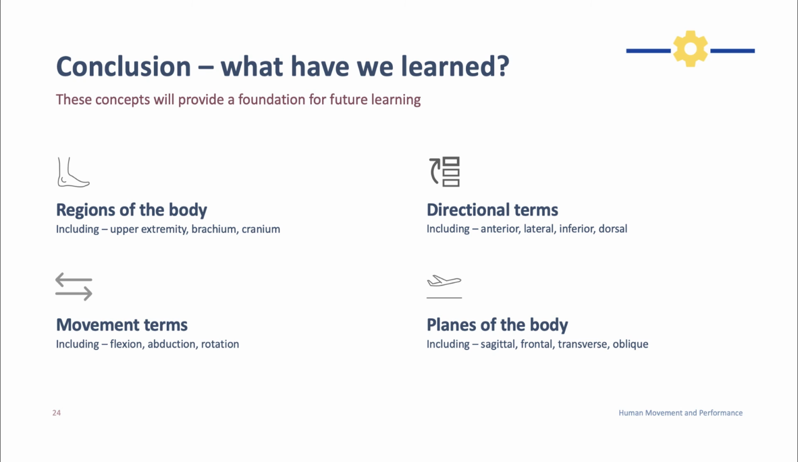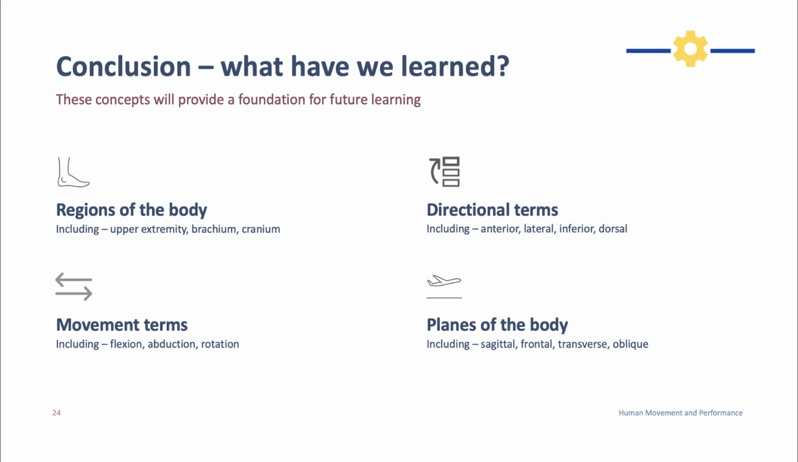So in this series of presentations, what have we learned? We've learned some of the different regional terms for the body, including the brachium, the antebrachium, and so on. We've learned directional terms, anterior, posterior, superior, and I would really encourage you to get in the habit of using these terms throughout your day when you're describing motion, when you're telling people how to move, etc.